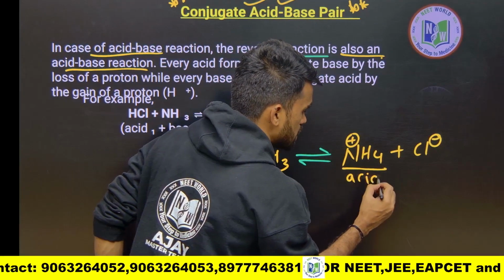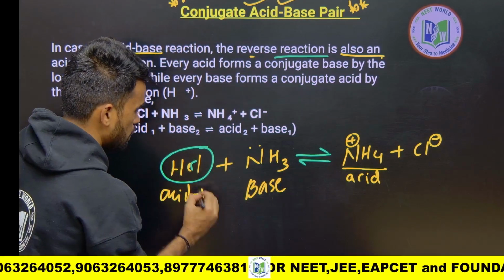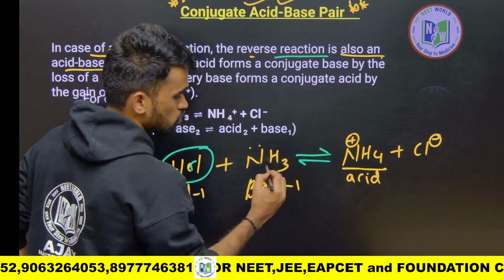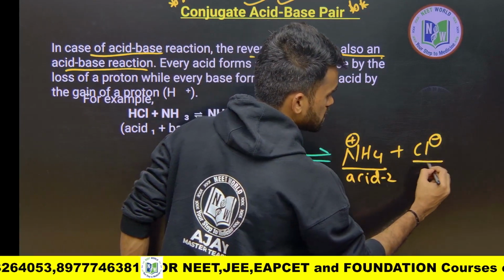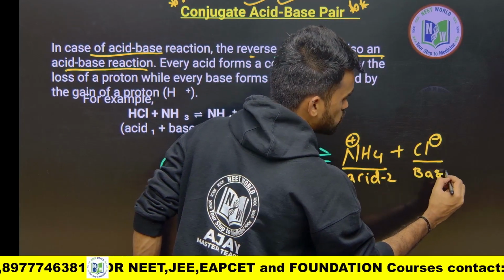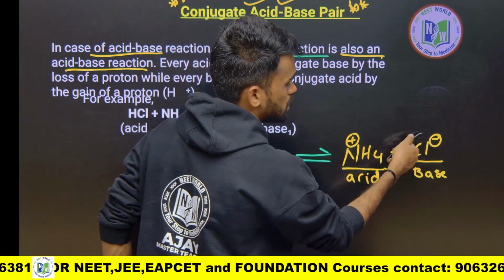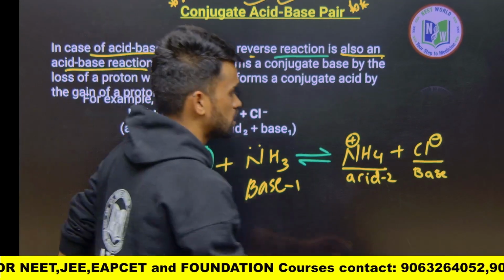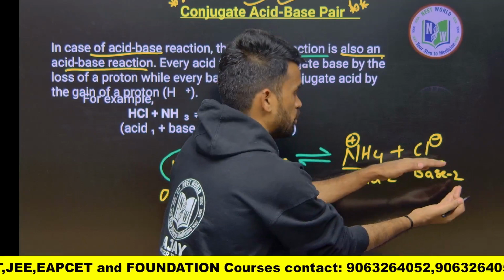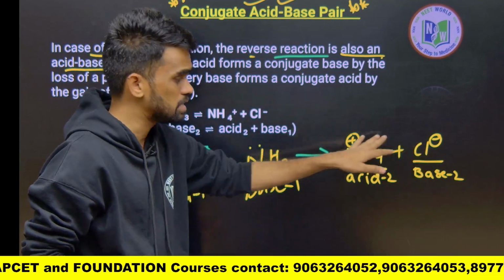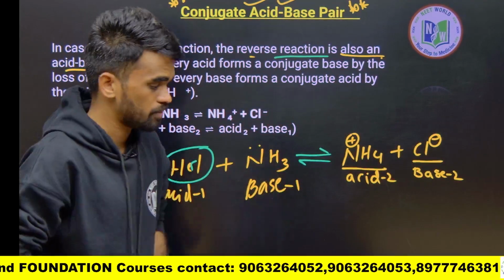This is also an acid. So for understanding purposes, I am writing acid 1, this is base 1, this is acid 2 and this is base 2. Why am I writing base 2? Because this H plus ion is accepted by the Cl minus now. So if we go from here to here, this will be the base, this will be the acid. Hope it is clear, right?